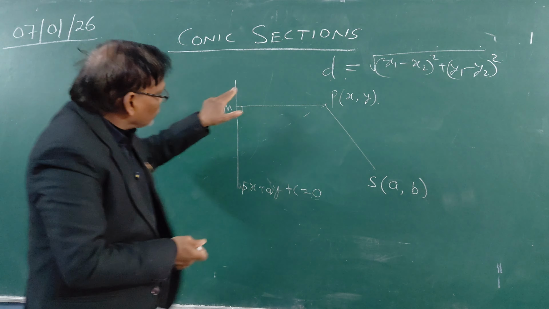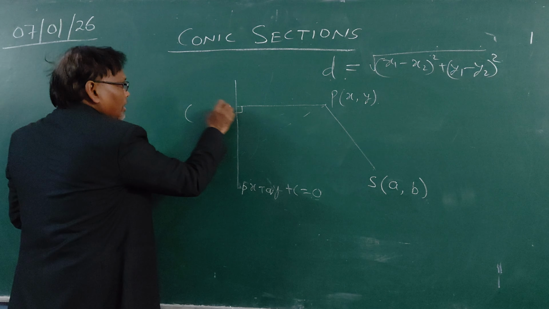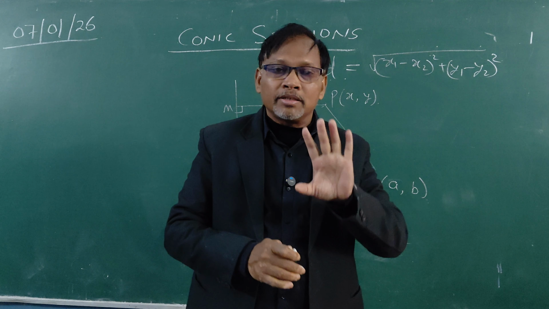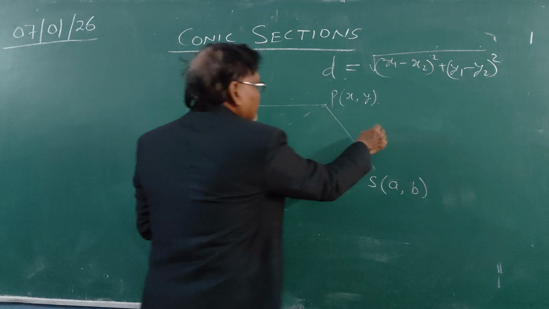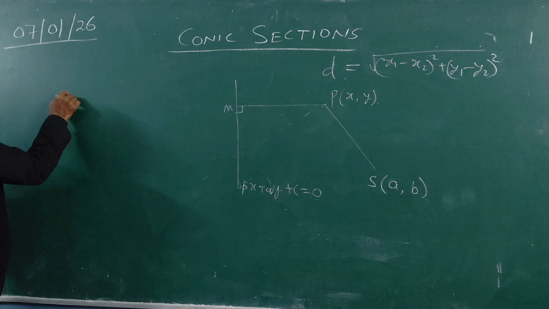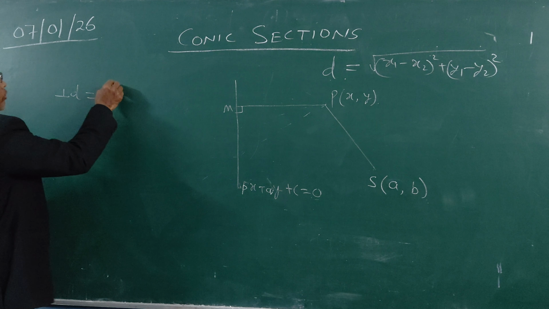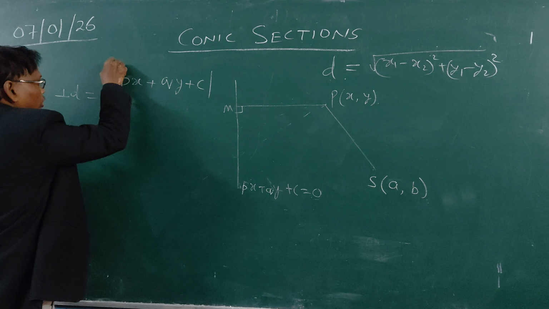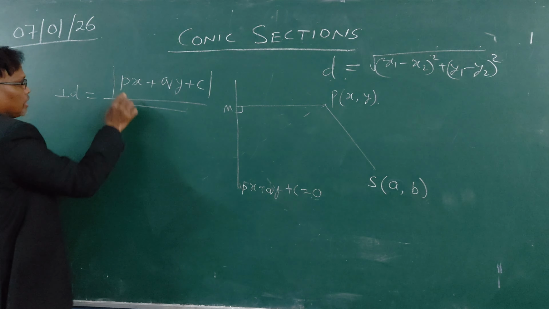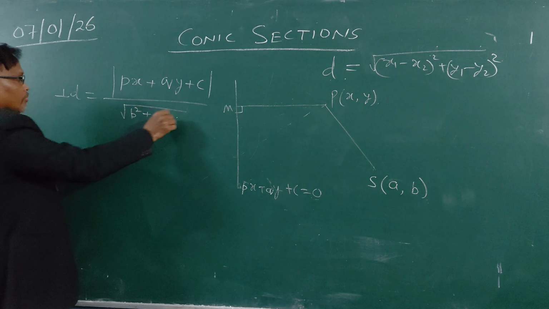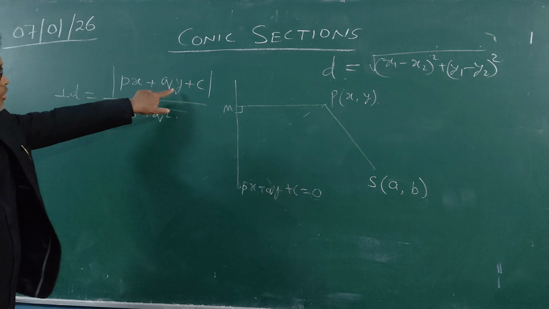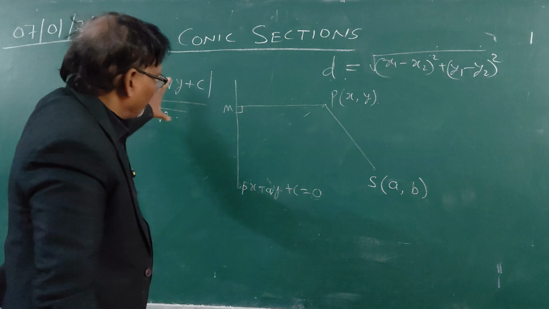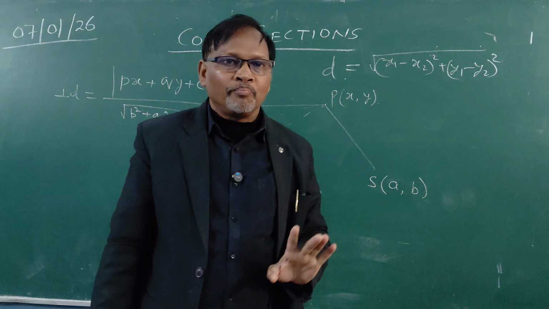But from a point to a line, suppose M is (x, y) and the line is this, the distance you have read in the straight line chapter. What is the perpendicular distance? Let me tell you: the perpendicular distance is equal to modulus of (px plus qy plus c) divided by square root of p square plus q square. That means p is the coefficient of x and q is the coefficient of y, so p square plus q square. This is the perpendicular distance formula. This is the other distance formula.